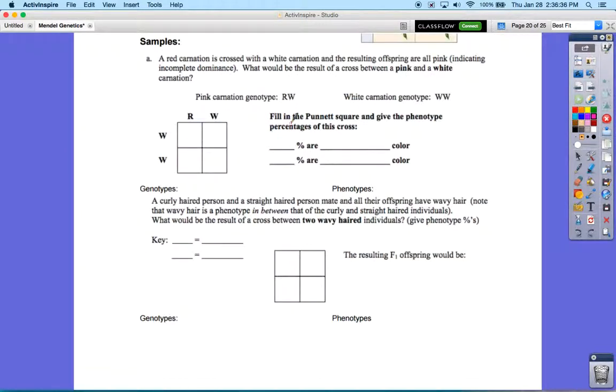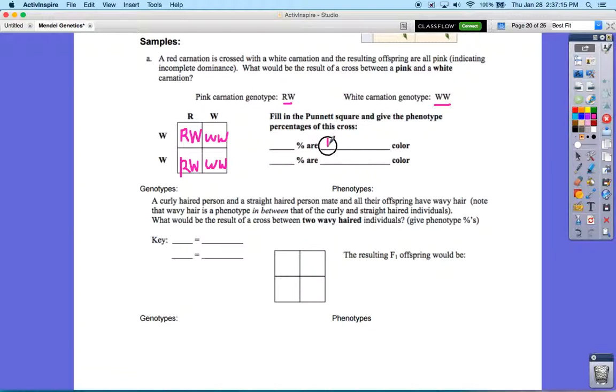Now, if we look at some examples, this first example is about taking a pink and a white carnation and crossing them. Well, we take the R from here and the W from there. So in this top box we get R, W, and in this box R and W, and up in these boxes, W, W. Okay, so the basic Punnett square principles are still there. It's just a completely different thing now.